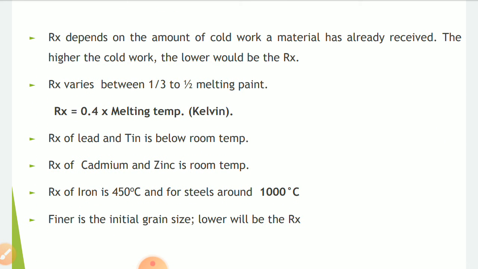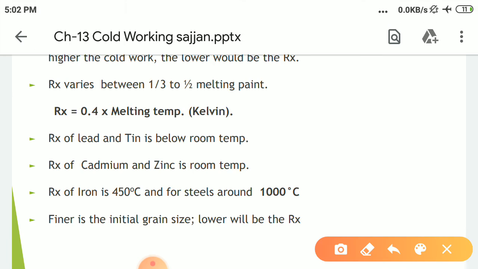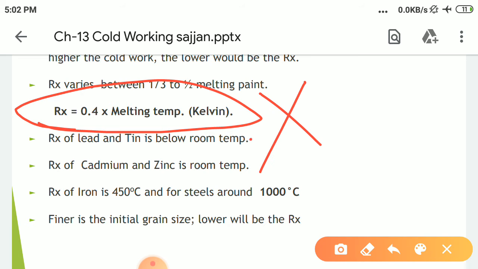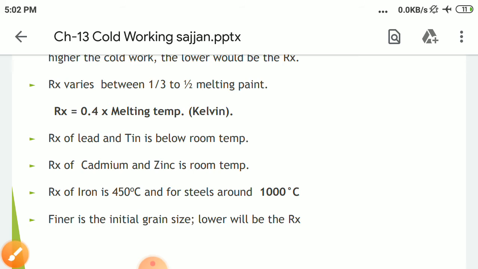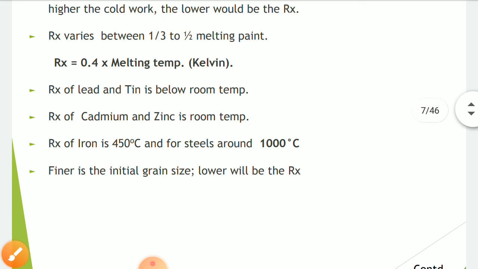It depends, again, on how much cold working our material has gone through, and it is about 40% of the melting point temperature of the material. So again, this is a very important formula that you have to remember. In many exams this has been asked, so you must remember this one. Recrystallization temperature for any material or any metal is 0.4 times the melting point temperature. It is the recrystallization temperature, not the temperature where hot working or hot forming is going to take place.